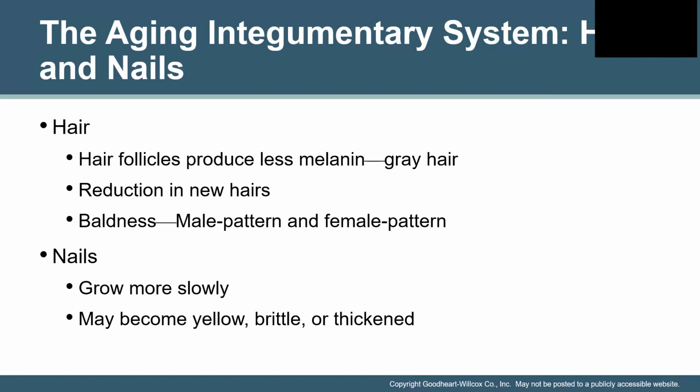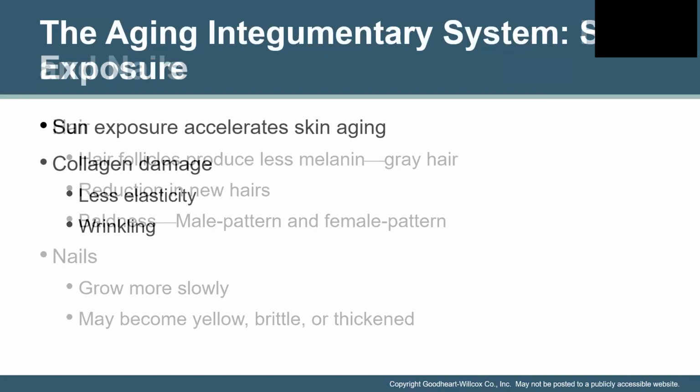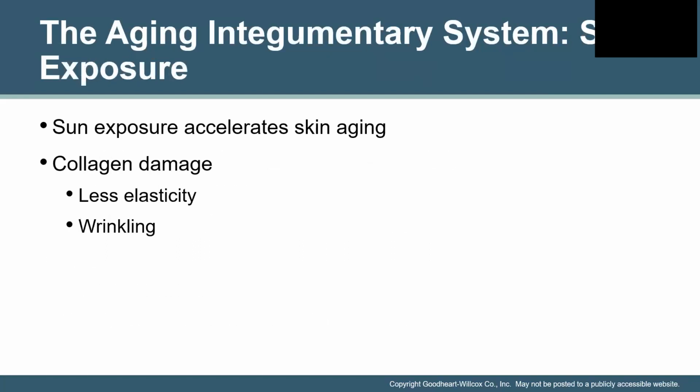Nails grow more slowly, become yellow, brittle, or thickened. They definitely change in their composition. Sun exposure has been known to accelerate skin aging. That is due to the damage to the existing collagen and elastin fibers. As we have learned, also the decrease in the hypodermis fat or adipose tissue is a contributing factor as well.